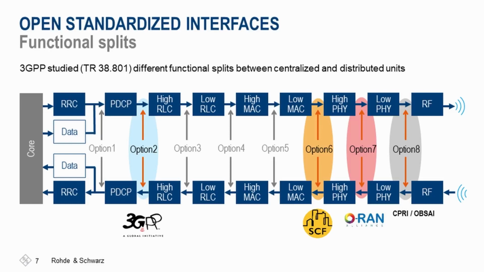So in this respect, option 1 through option 8 different functional splits are defined, and option 2, the interface between the CU and the DU, is defined and standardized by 3GPP. So here on the CU would be the RRC and PDCP layers, and on the DU would be everything from RLC to RF in one unit.